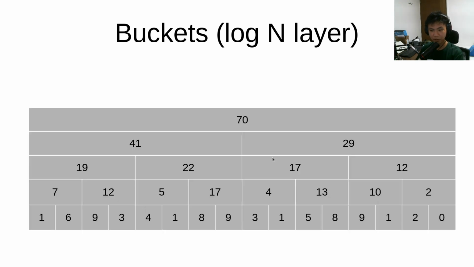So here's a graphical representation of what that looks like. Every 2 elements, I form a bucket. Every 2 buckets, I form a bigger bucket. Every 2 bigger buckets, I form an even bigger bucket. Every 2 even bigger buckets, I form the biggest bucket until I get to 1.